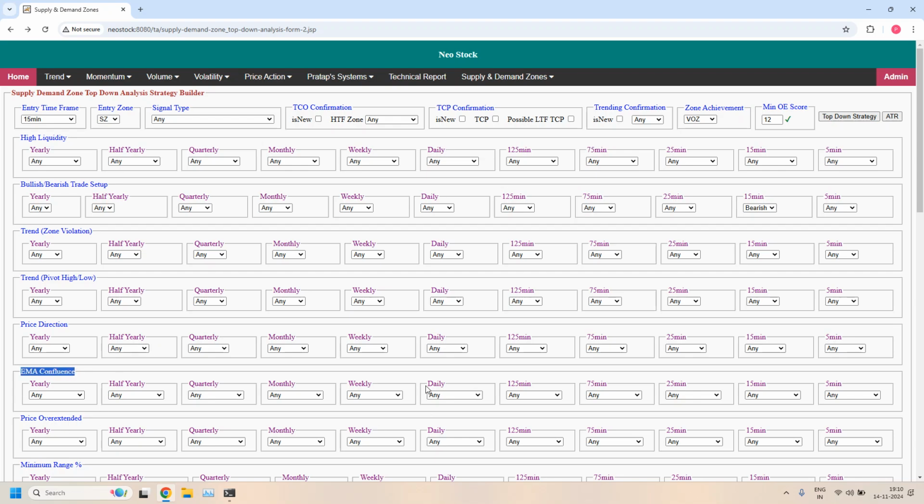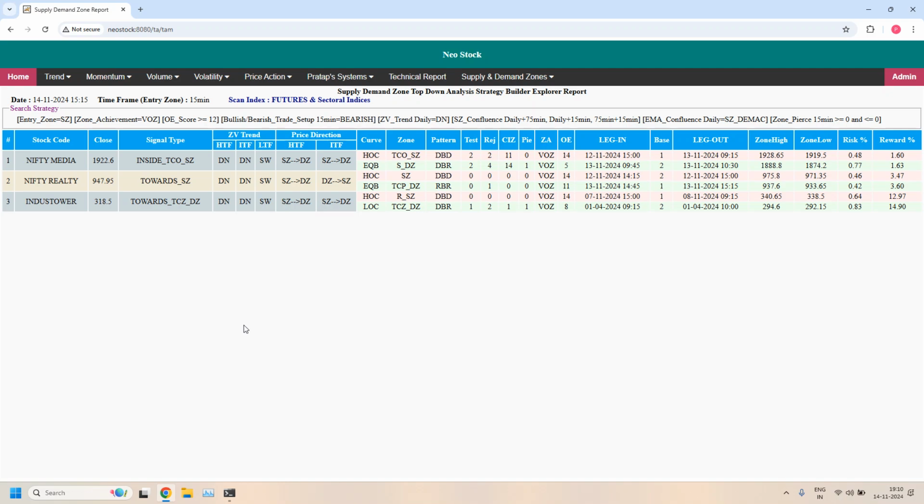So in the EMA confluence at a daily time frame. Why daily? Because 15 minutes and 75 minutes together, they are part of the daily supply zone. And this daily supply zone is having daily EMA confluence, and also the trend should be downtrend. Which trend? Daily trend. Let's verify. We got 3 stocks. NIFTY Media, NIFTY Reality, both are indices. Indus Tower is the stock listed in F&O. And moreover, that stock is a high liquidity supply zone again.